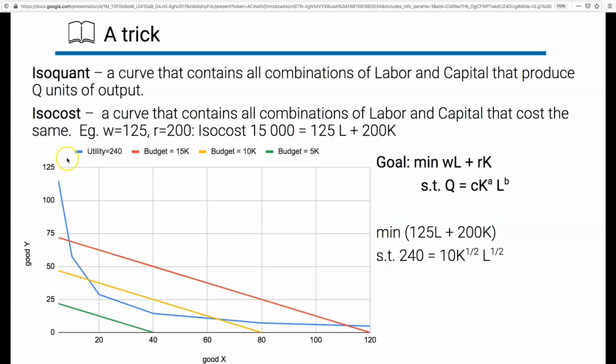And so because I was able to jump from the firm's problem to the consumer's problem by simply relabeling the curves, probably I could say something about the solution to the firm's problem, knowing the solution to the consumer's problem. So let's compare the two.